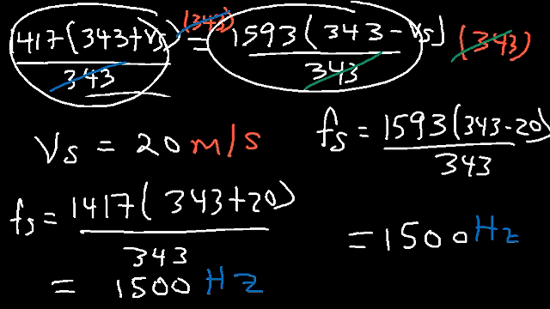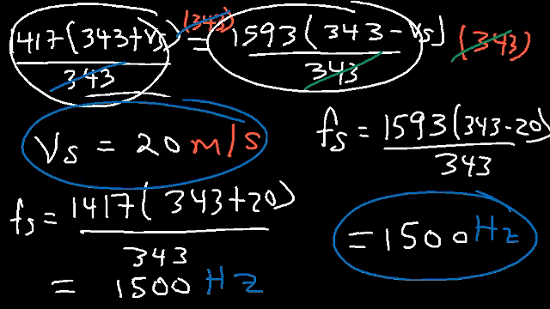So we have the frequency of the source and how fast the ambulance truck is moving. So whenever you have two variables to solve for, you need to write two equations, and then you can solve it.